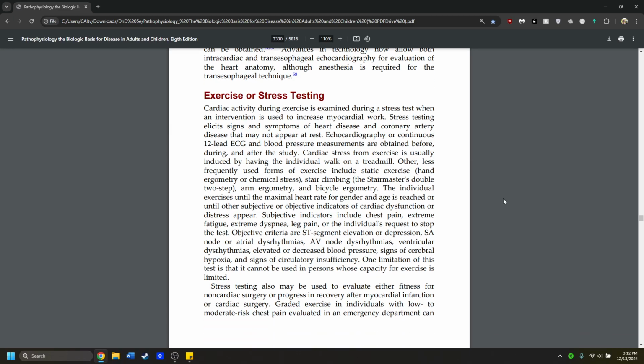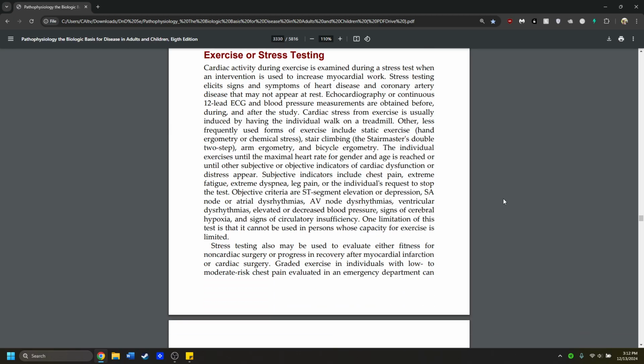Exercise or stress testing. Cardiac activity during exercise is examined during a stress test, when an intervention is used to increase myocardial work. Stress testing elicits signs and symptoms of heart disease and coronary artery disease that may not appear at rest. Echocardiography or continuous 12-lead EKGs and blood pressure measurements are obtained before, during, and after the study.